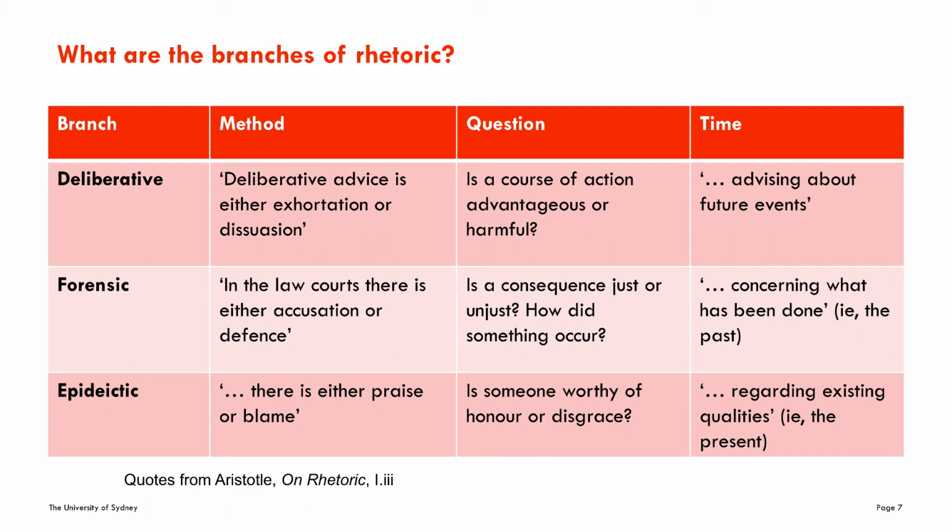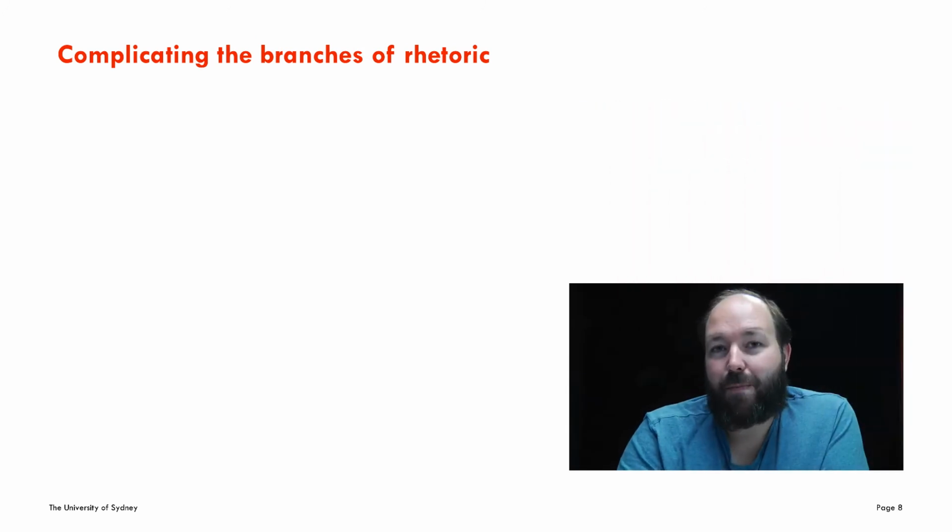So as a quick summary, you can see that deliberative rhetoric provides advice about whether a future course of action is advantageous or harmful. Forensic rhetoric accuses or defends against a certain version of past events. And epideictic rhetoric either praises or blames someone or something, saying whether it's worthy of honour or disgrace in the present time. So now we have a basic definition of the branches of rhetoric.